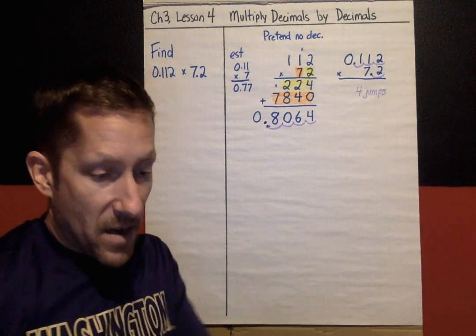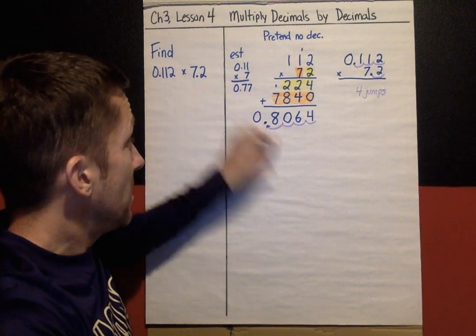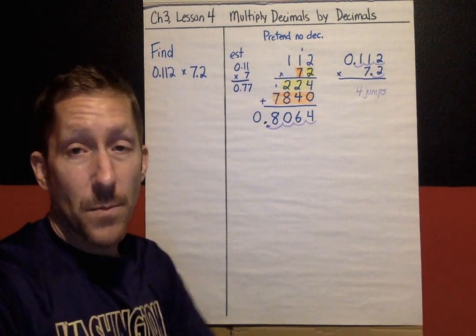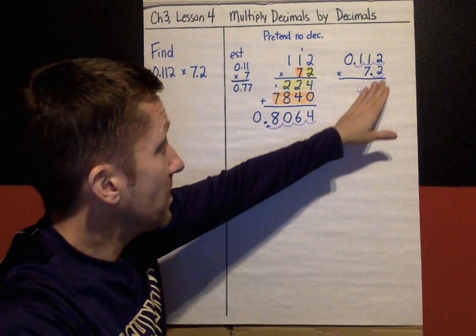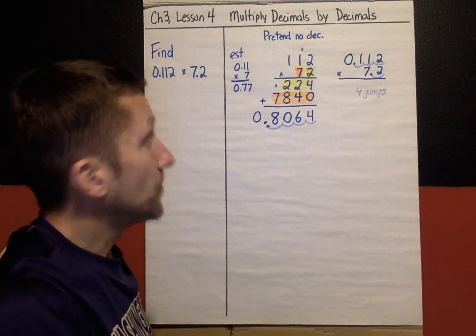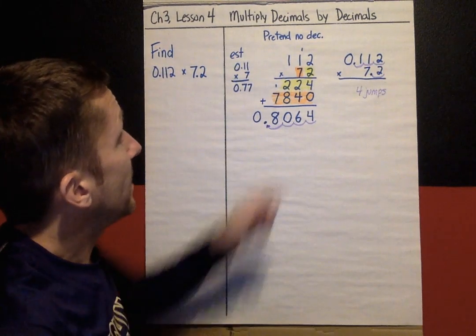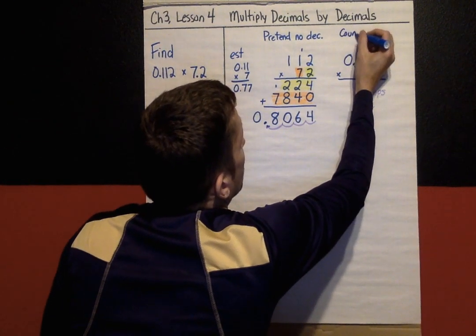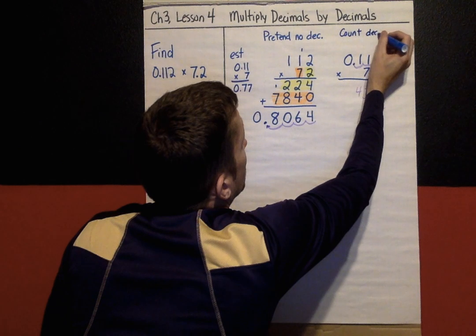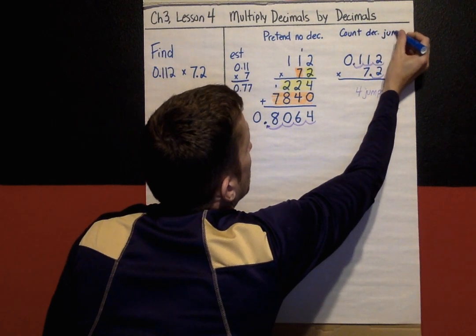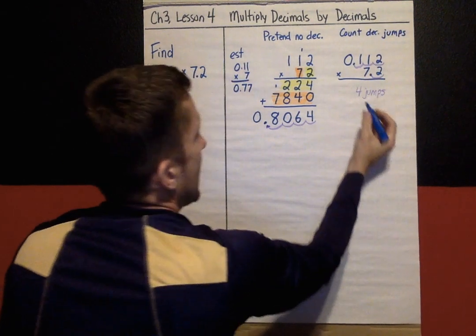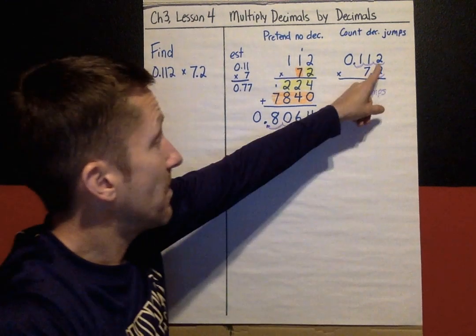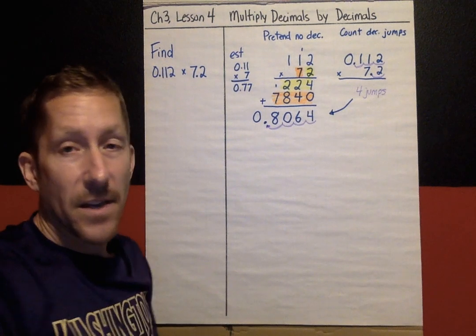So if you're able to estimate, that's one way to place your decimal where it goes, to make it as close to your estimate as possible. Another thing you can do is count the decimal jumps. And that's what this is called. I'm going to say count the decimal jumps. And then those have to match your product. 4 jumps in our factors, 4 jumps in our product.